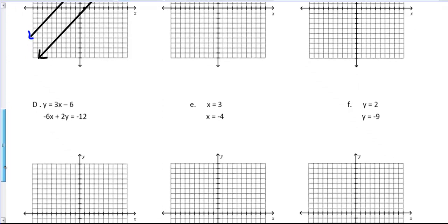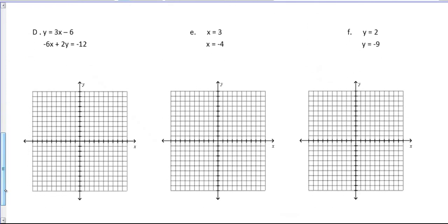And we are going to drop down to D. When I take a look at D, my first one's in slope-intercept form, so that means my slope is 3 over 1, my y-intercept is 0, negative 6. So I put my dot down there, 1, 2, 3, 4, 5, 6. I go up 3 over 1, 3 over 1, 3 over 1. That should be enough. Draw my line in, and I have a line going through my graph looking like that.